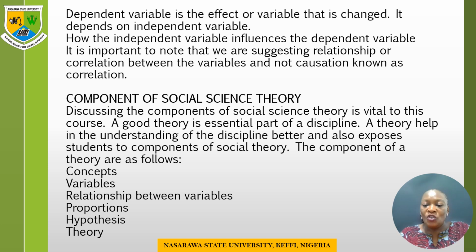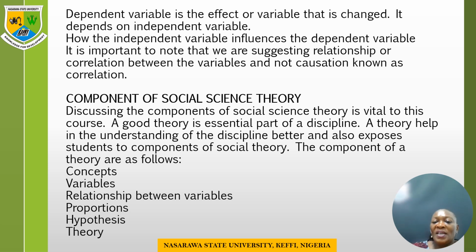All those things are issues in sciences. And of course, that is why in social sciences, in the element of scientific thought, we look at things like the variables. All those things are important because, like I said, they depend on one another. Now, we'll come to that under the component of social science theory, because we cannot talk about all those things without talking about the component of social science theory.